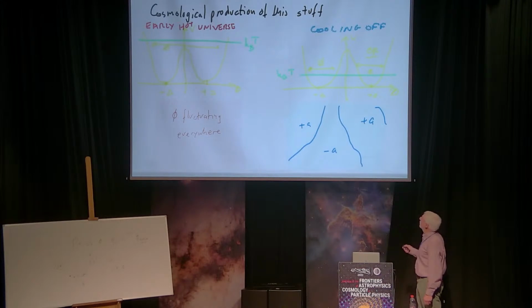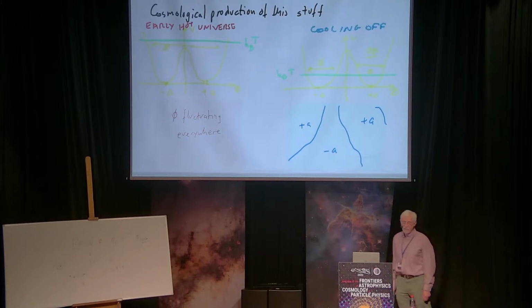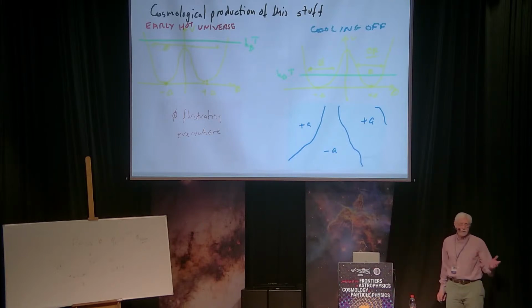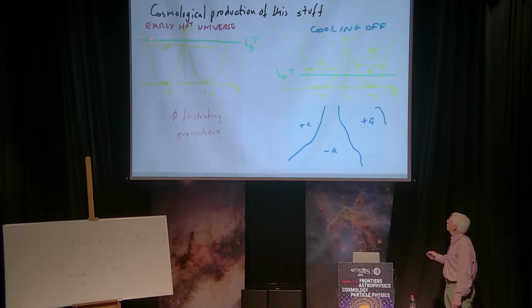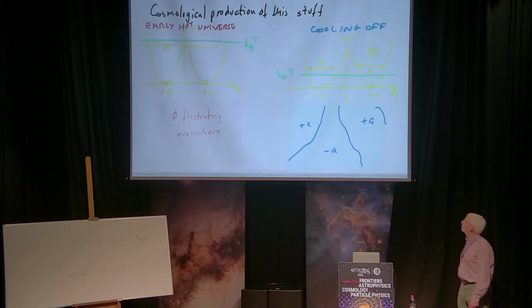Here's an early hot universe. Here's that potential that we saw for the kink. If the energy, kB times the temperature, is well above this hump in the potential, then the field can just be jumping around every which way. And there's really no difference between one vacuum and the other because the field expectation value is given by these large fluctuations. So the expectation value is really 0 because it's just jumping around. So that's a picture. The hot universe is red. The cool universe is blue, of course.